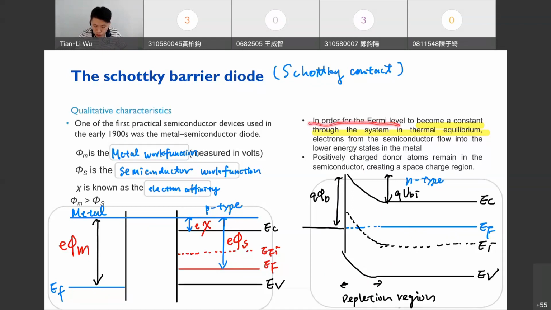So in order for the Fermi level to become constant in the system under thermal equilibrium, electrons from the semiconductor flow into the low energy states in the metal, and therefore the positive charged donors remain in the semiconductor, and in this case we create a space charge region, right? So you can see right now your Fermi level is far away from your conduction band, so that means you have a positive space charge in this region here. So that's a band diagram if you consider the metal and also the n-type semiconductor. We will see this kind of band bending.